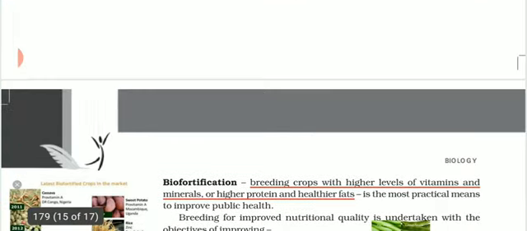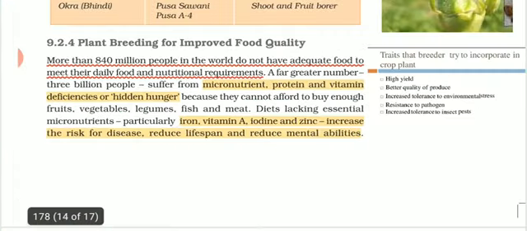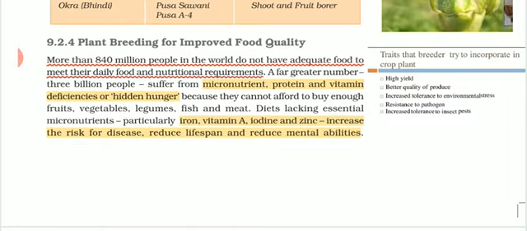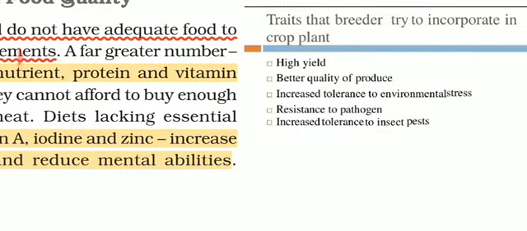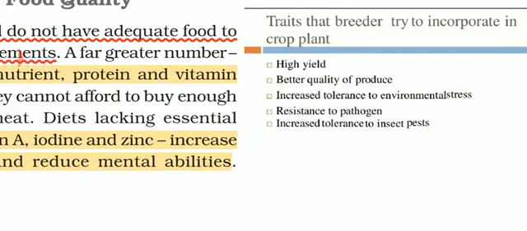Let's first of all discuss what the aims behind plant breeding are. If I focus here, you can see number first, high yield. We want to improve the quantity. Number second, better quality of produce. The produce can be any fruit, vegetables, or crops such as cereals, pulses, etc.